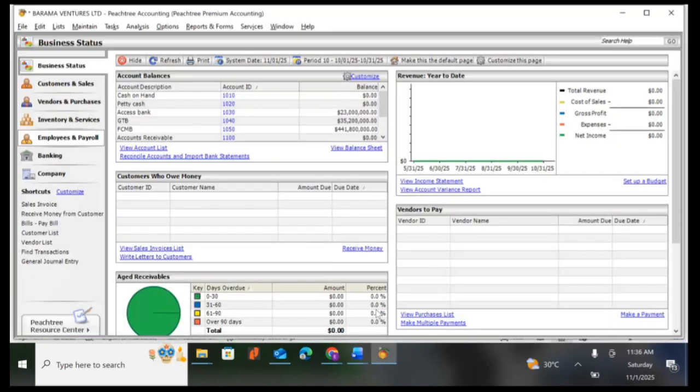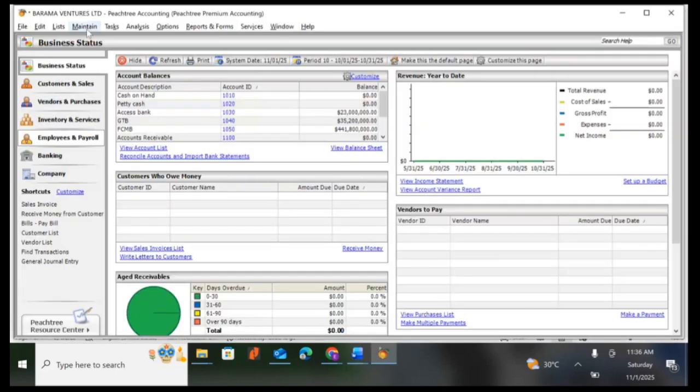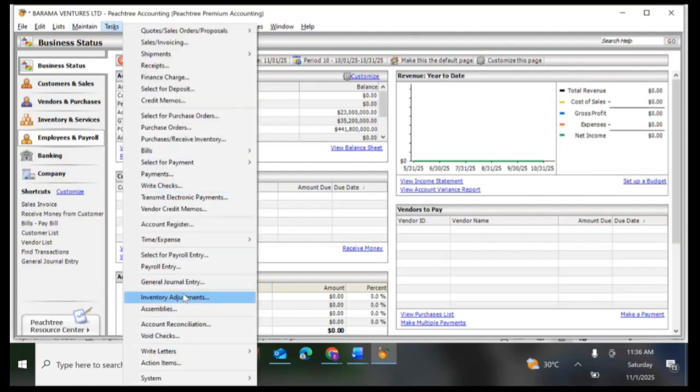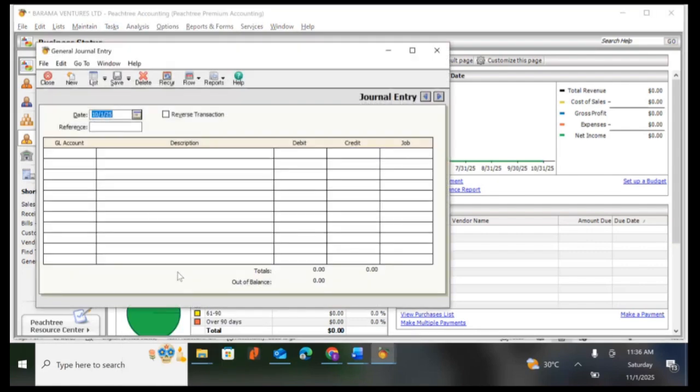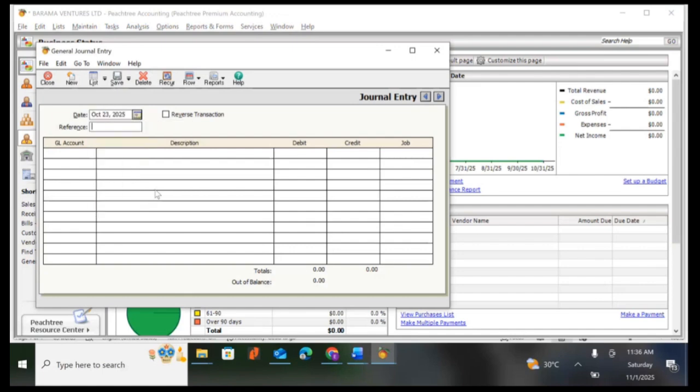Looking at this particular question, the director took 1,950,000 naira for his personal use. How do you post it? You go to Tasks, then General Journal. The money was paid on the 23rd of October. Reference: director's expense.